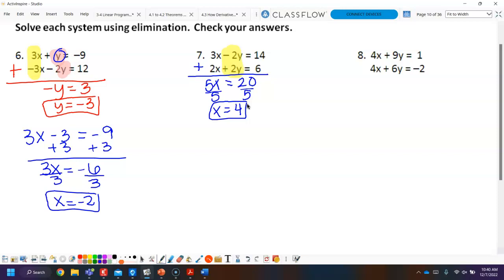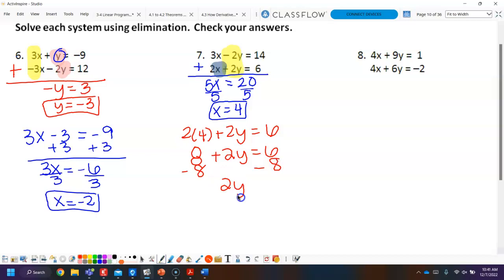I'm going to take that 4 and plug it in. So maybe just to switch things up, I'll plug into x in the bottom equation this time. Last time I plugged into the top. So you get 2 times 4 plus 2y equals 6. 2 times 4 is 8. Subtract 8 from both sides. Divide by 2. And I get y equals negative 1.